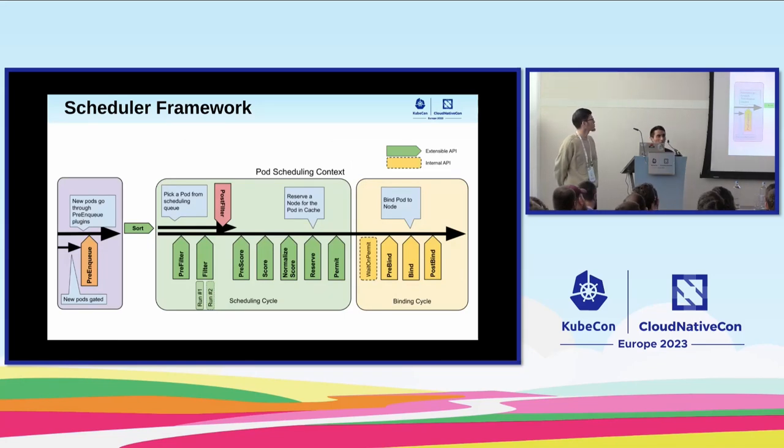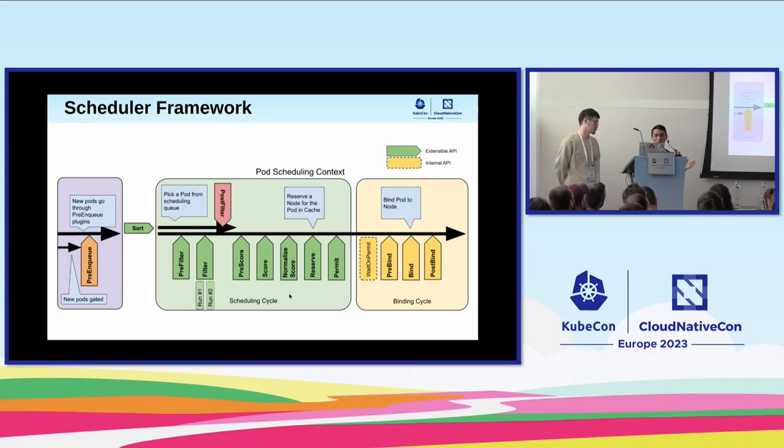So over the years, we worked on a framework to make the scheduler more extensible, because obviously different companies and different users have different needs. So we needed to establish a structure where people can contribute more easily to the scheduler. As a result, we introduced a series of extension points where people can extend the scheduler. Let's start with the green box, the scheduling cycle.